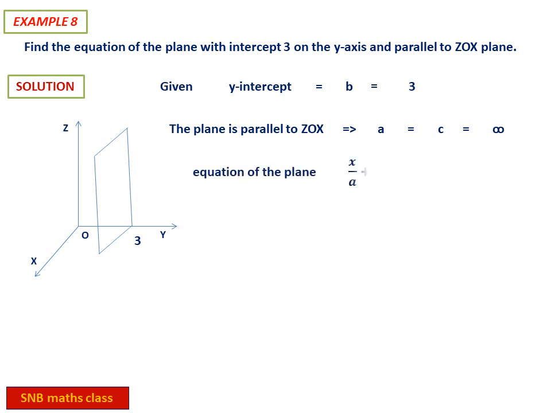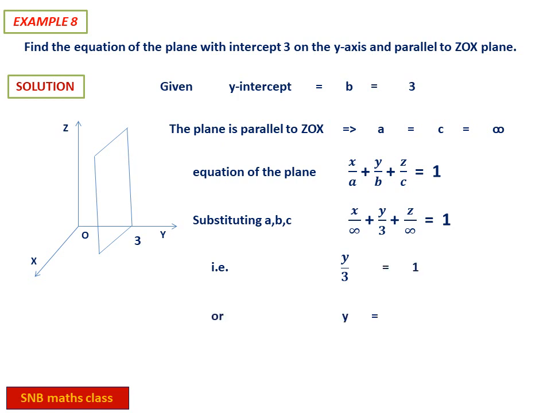Now, the equation of the plane will be x by A plus y by B plus z by C equal to 1. So substitute x by infinity plus y by 3 plus z by infinity equal to 1. Substituting, we get y by 3 equal to 1, y equal to 3. So this is the equation of the plane.